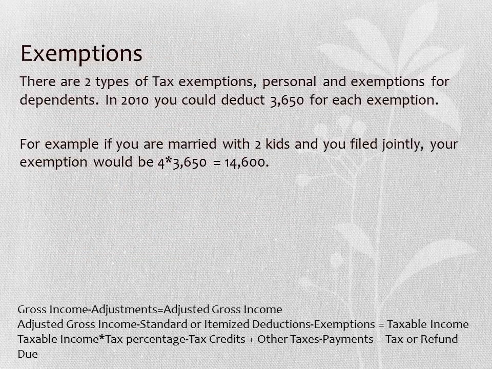Exemptions. There are two types of tax exemptions. They are personal exemptions and exemptions for dependents. In 2010, you could deduct $3,650 for each exemption. So an example would be if you're married and you have 2 kids and you file jointly, your exemption would be 4 times $3,650, which is $14,600.